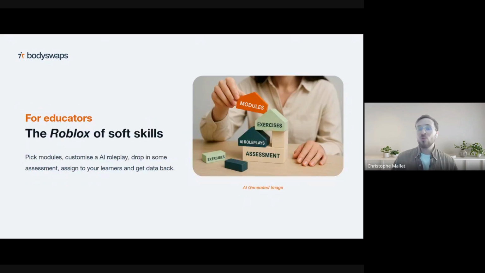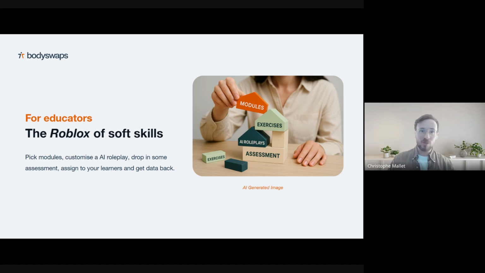What's really new with the pathways is the educator value proposition is changing from, here you go, we have a Netflix-like collection of simulations, to something that's closer to Roblox, right?